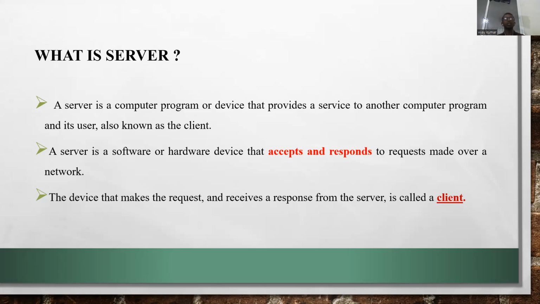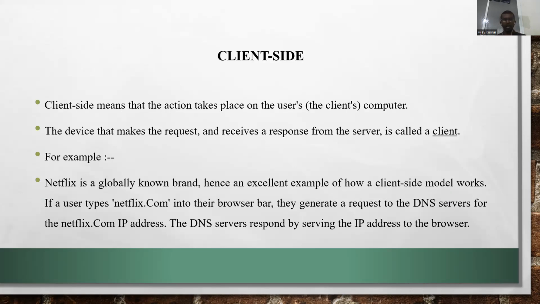The device that makes a request and receives a response from the server is called a client. A client means whenever we make a request, we get a response from the server. So we can say that we are the clients, that means whoever is searching or doing an action in Google, in a web browser. Those are called clients. A client is a person who makes an action or a request for the browser.